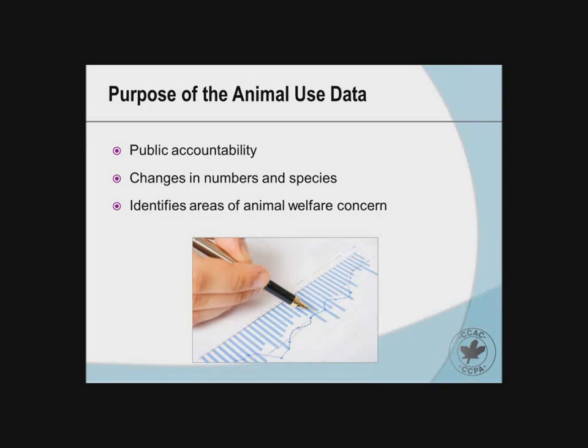The animal use data is also useful to the CCAC as a means of monitoring changes in the numbers and species of animals used, as well as other elements. We use this information when making decisions about prioritizing guidelines to be revised or developed. For example, we prioritized working on revision of guidelines on the care and maintenance of mice because of the large numbers of mice that are used, and on guidelines on the care and handling of non-human primates because of public concern about those animals. The data also helps us to identify areas of particular welfare concern where animals are likely to experience the most pain and distress.